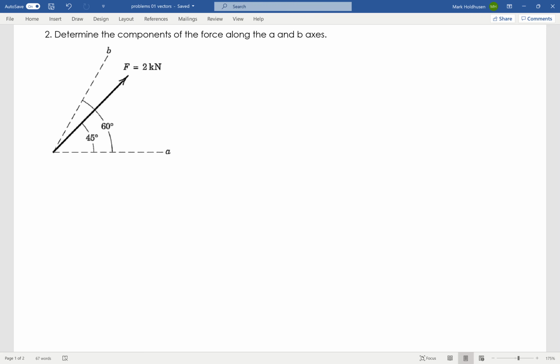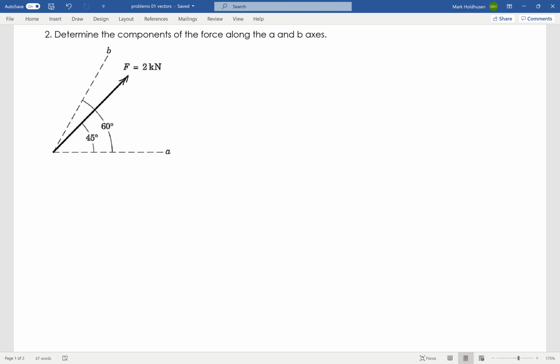In this problem, we want to figure out the components of this 2 kilonewton force, but do it on the A and the B axis as shown. So we're going to basically do the opposite of the parallelogram. We're just going to create our parallelogram, but this time we know the diagonal. We want to find the sides of the parallelogram.